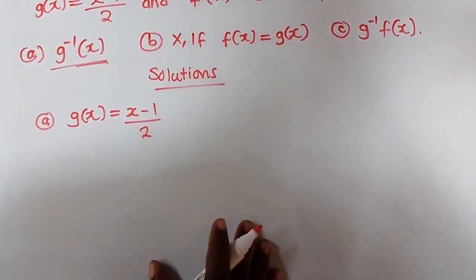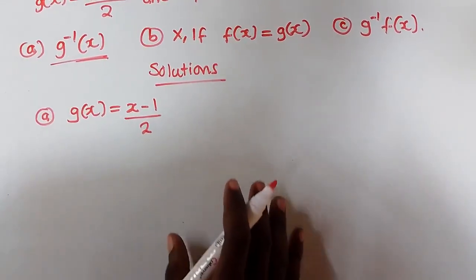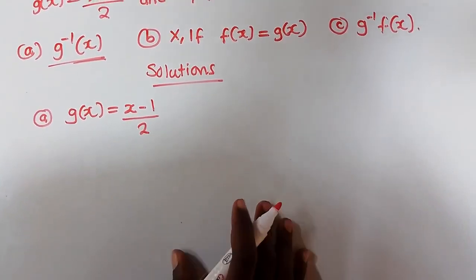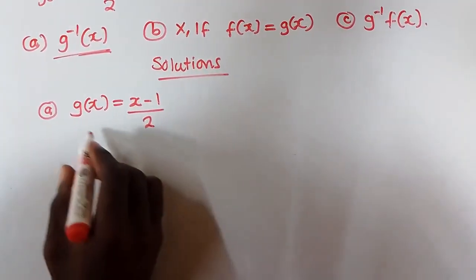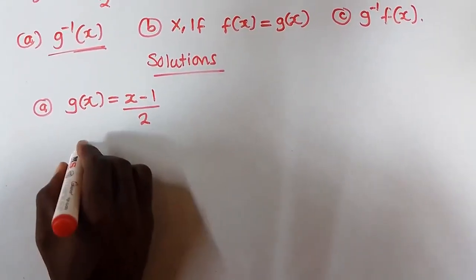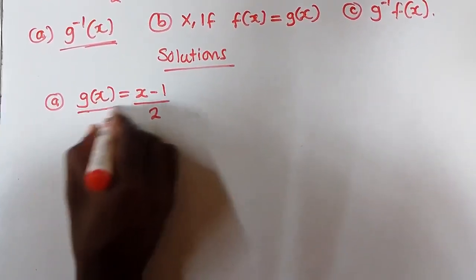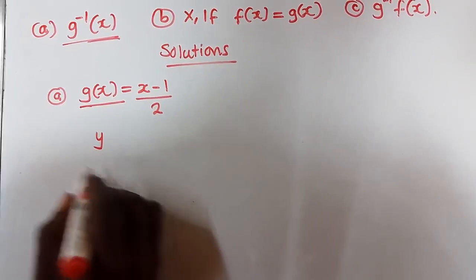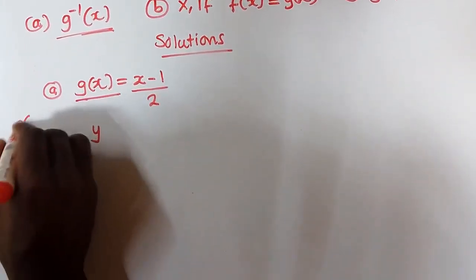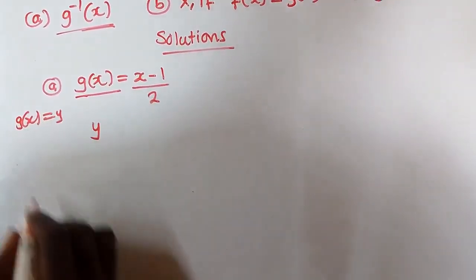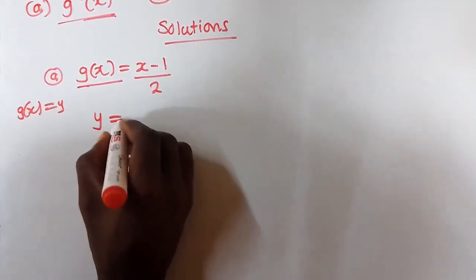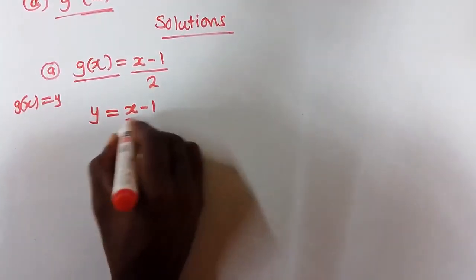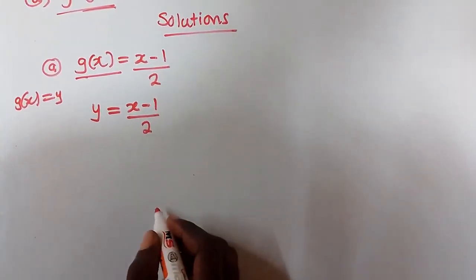This is the assignment that I gave you, so let's make sure we understand this properly. Here we are told to find this. This is why I told you that where there is g of x, you say it is equal to y. So you substitute by y, which is equal to x minus 1 over 2.